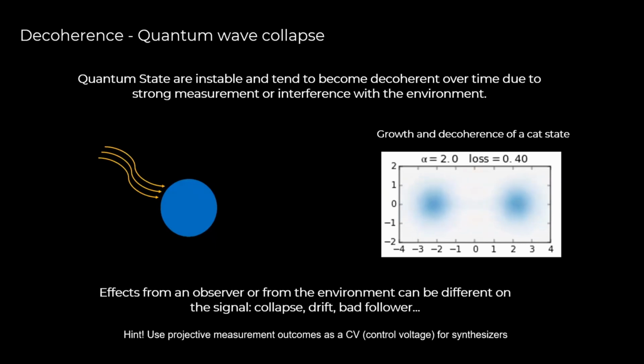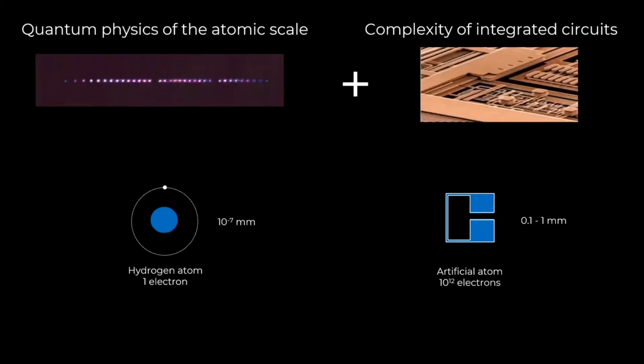This is the core of what we used for the synthesizer. You can really use projective measurements as a control voltage for your synthesizer. So that's basically the theory. To go to the practice, we want to harness the power of quantum physics at the atomic scale and the complexity of integrated circuits.